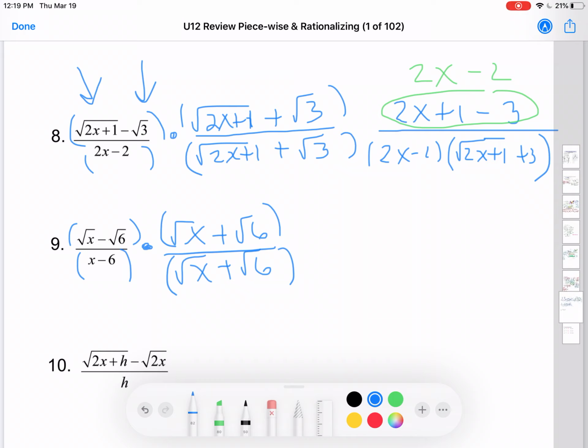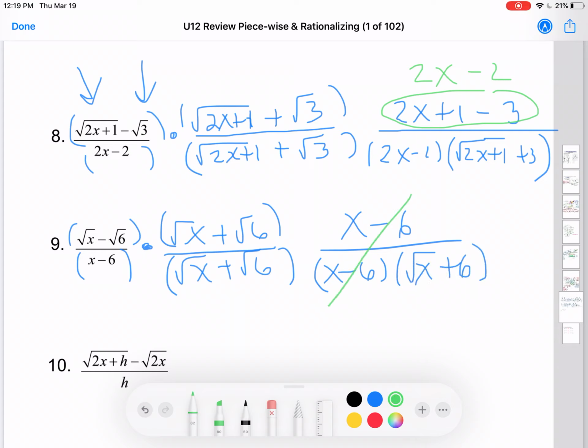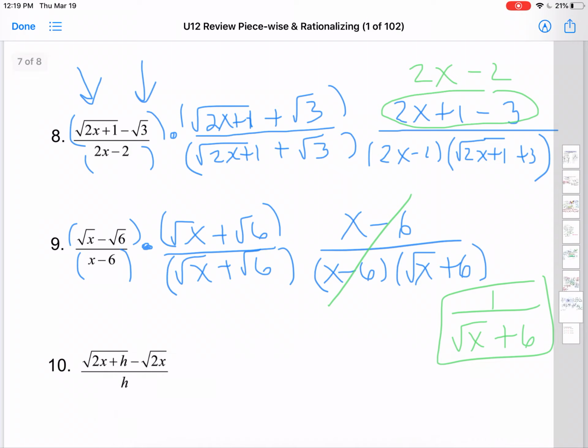Okay, let's do the top. Take the first one and square it. Take the second one and square it. Put a minus sign between it. And then on the bottom, hopefully you're seeing the pattern now. Don't distribute that out because these guys are gone. And I'm left with 1 over rad x plus 6. And there we go. Remember, pause, rewind, do the question again, whatever you need to do.